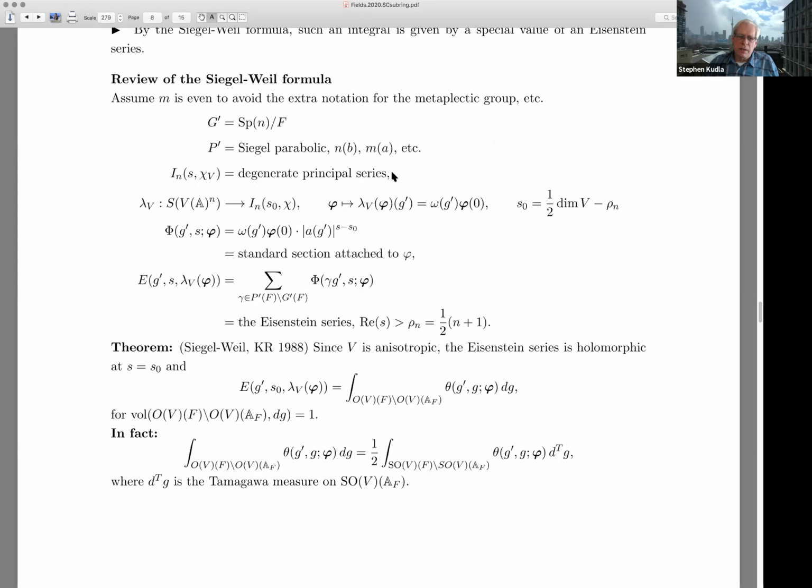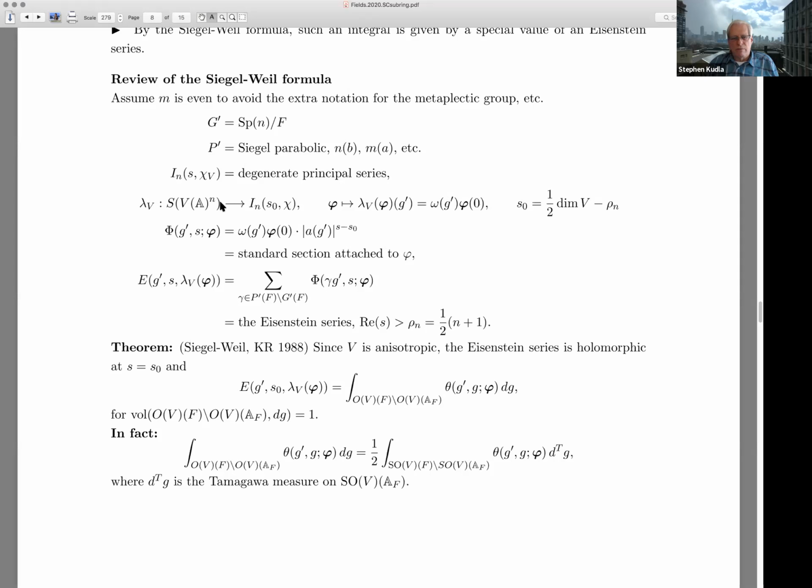But anyway, there's a thing which I call the Wallace map, where if I take a Schwartz function here, on full adeles here, not just the finite adeles, there's a map to a degenerate principal series with an s naught gotten as follows. You take your Schwartz function, you move it by the symplectic group, and then you evaluate at 0. Okay? So this function evaluated at g prime is: move the Schwartz function by g prime and then evaluate at 0.